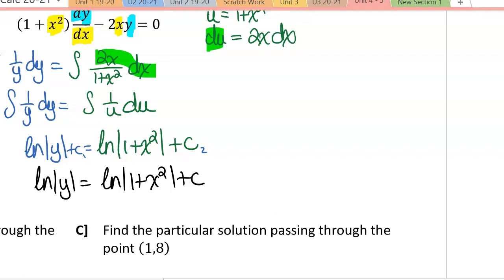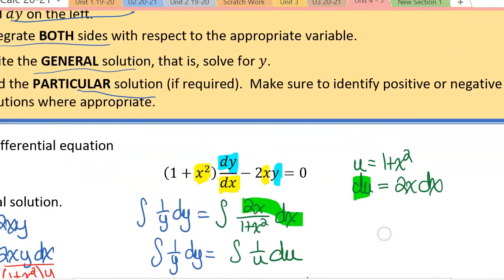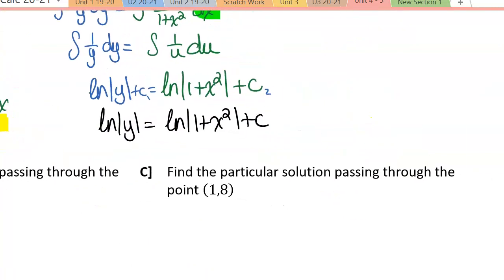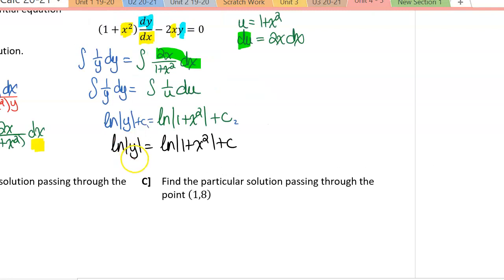Now, in order for me to try and solve this, because it says to find the general solution, solve for y, I have to get at the y, and that natural log is in the way. So in order to get rid of the natural log, I'm going to put both sides into the power of e. What does that mean? I'm going to put an e right here, e to the power of this, e to the power of this. So remember, this is base e, this is base e.